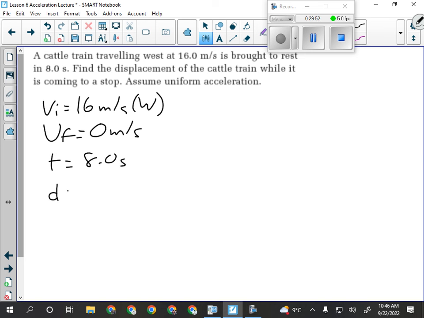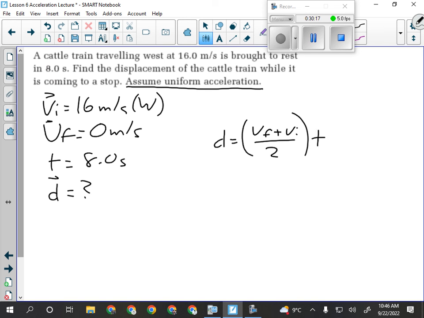Calculate the displacement. Assume uniform acceleration. What formula did I tell you has to be present if I'm going to use it? The last one. And it's the one I have to use here because it's the only one I have this data set for. Okay, so I'm going to go d equals (vf plus vi) over 2 times t.